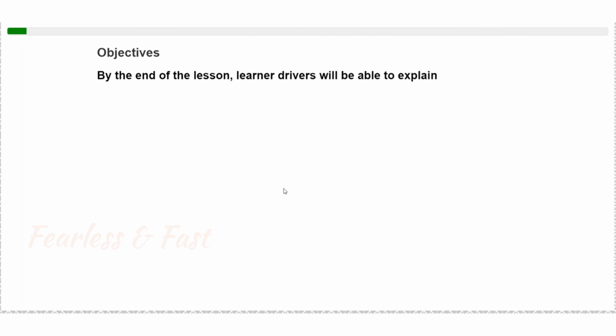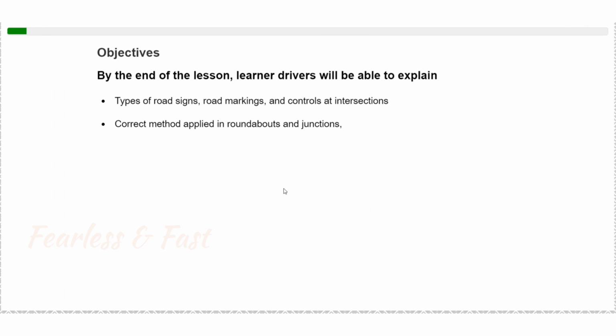Objectives. By the end of the lesson, learner drivers will be able to explain types of road signs, road markings, and controls at intersections, correct method applied in roundabouts and junctions, prohibitions in parking.